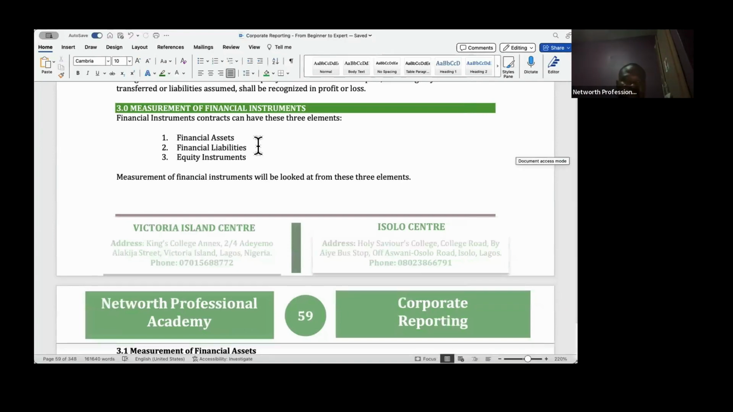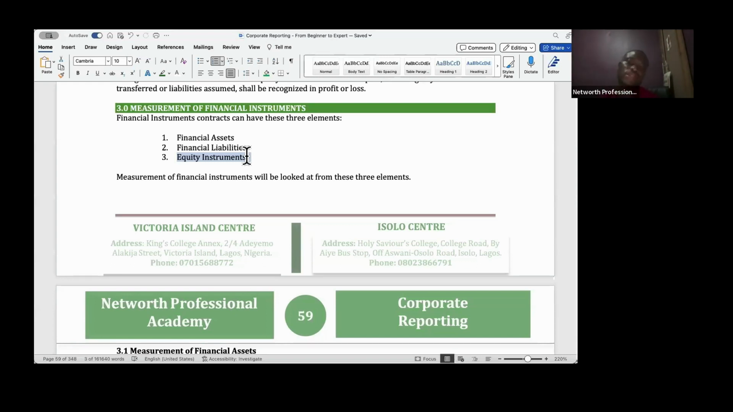So, measurement of a financial instrument. For measurements, we are going to look at measurement of financial assets and measurement of financial liability. We are not going to look at measurement of equity, because measuring equity, I'm talking about your share capital, the way equity is measured is just at your nominal value. The amount you recognize in your statement of financial position for your share capital is at nominal value. So there's nothing special about it.